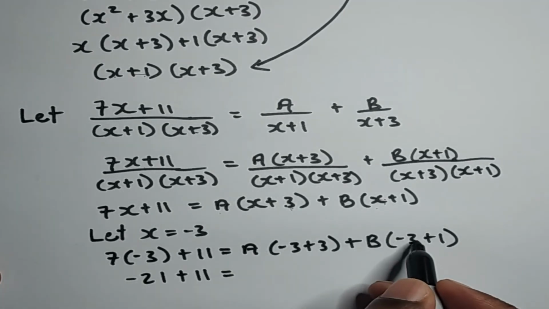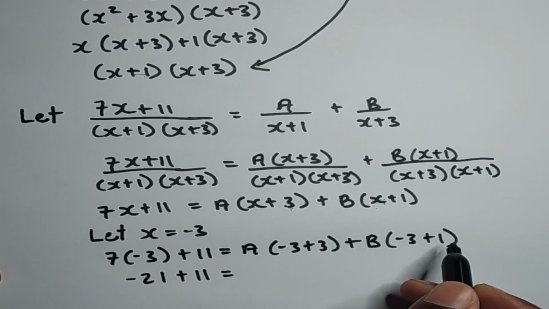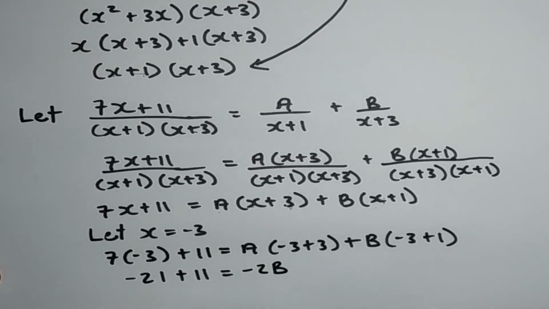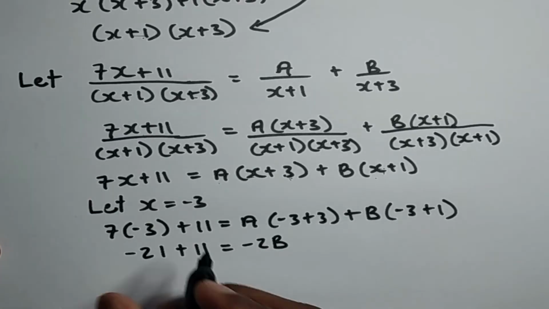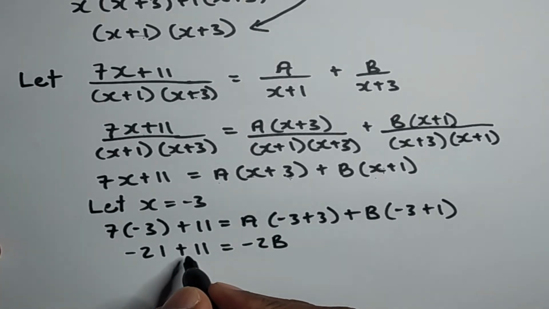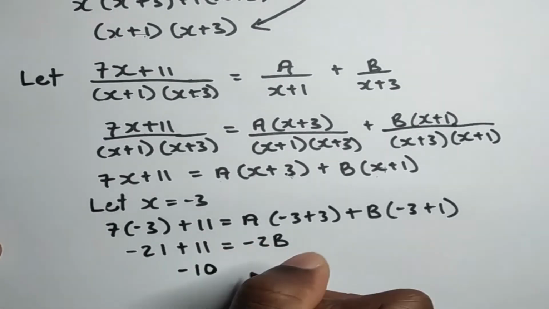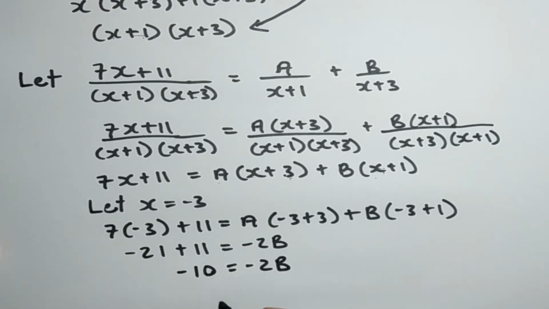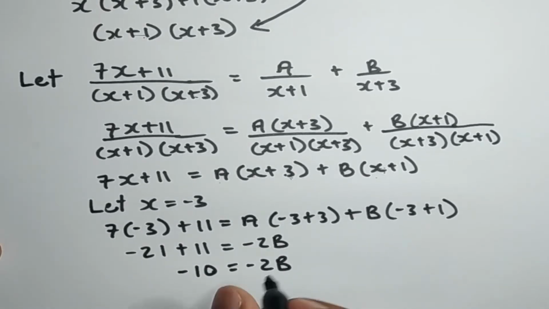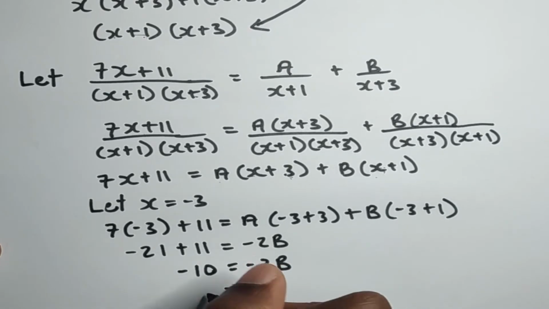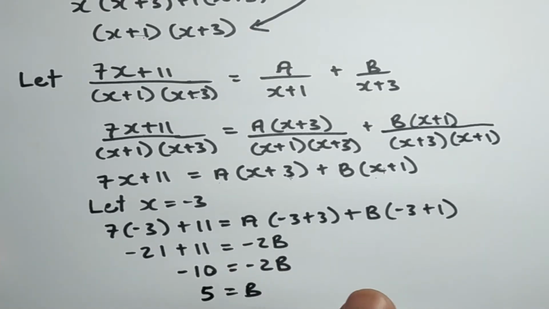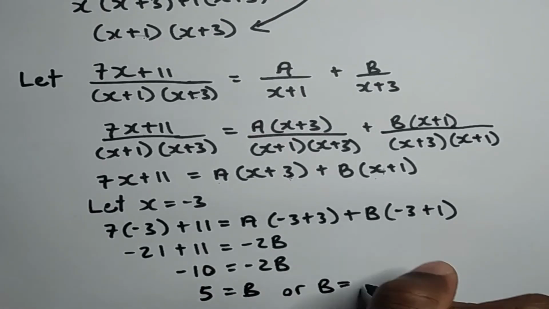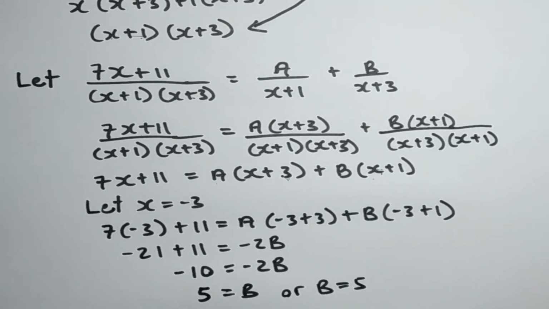And here we have b in bracket, we have negative 3 plus 1, that's negative 2. Negative 2 times b, that's negative 2b. Now we can simplify this. Negative 21 plus 11, that's negative 10, is equal to negative 2b. We can divide both sides by negative 2, and that gives us b is equal to positive 5. So our b value is positive 5. That's how we get our b value.